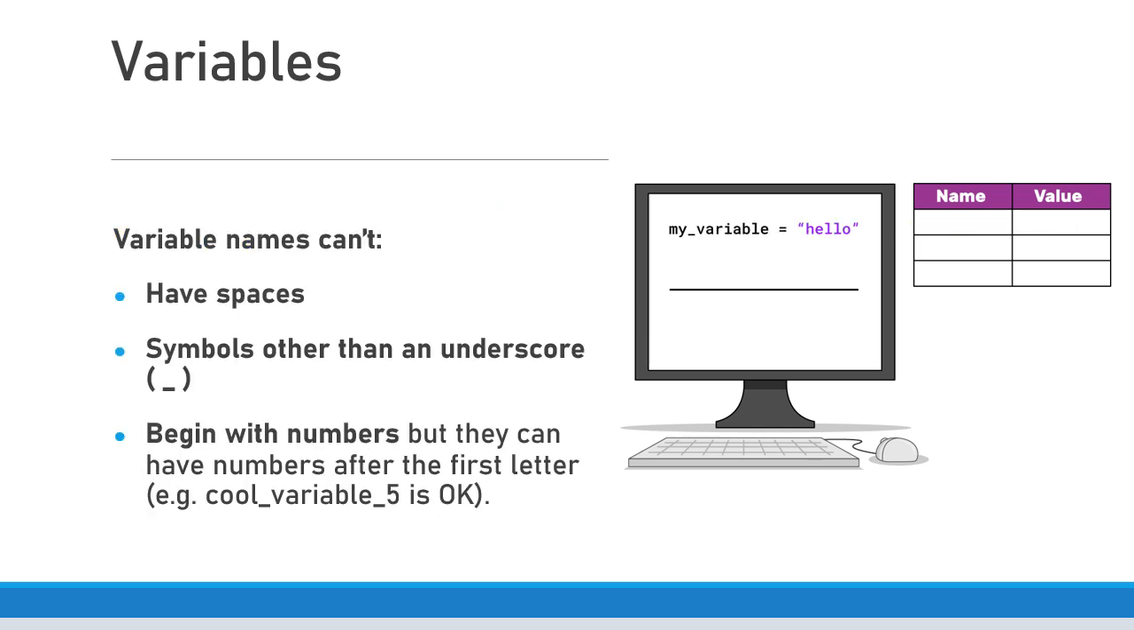A few quick rules about variables in Python. They can't have spaces in them. They can't have any symbols other than an underscore. And they cannot begin with numbers. For example, we can have call variable 5, which is okay, but we can't have the number 5 at the start of that variable name.